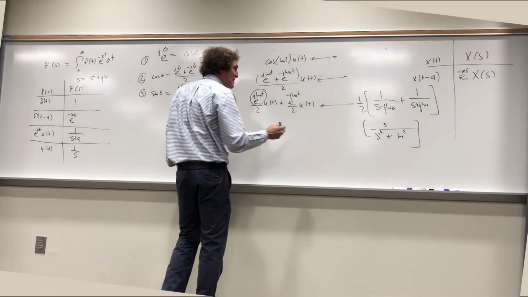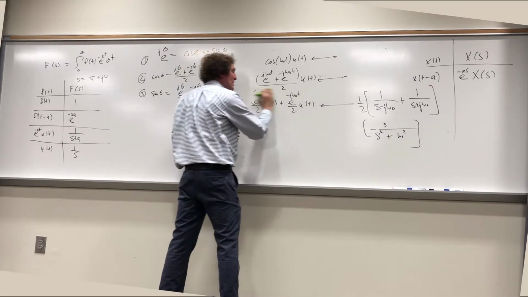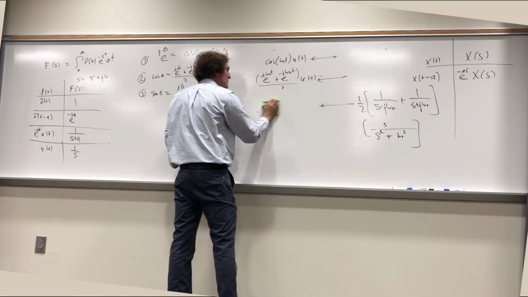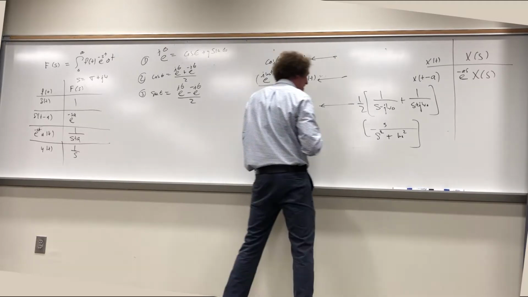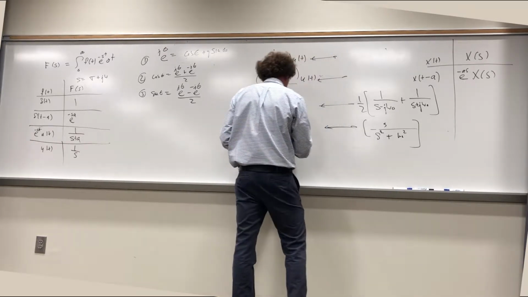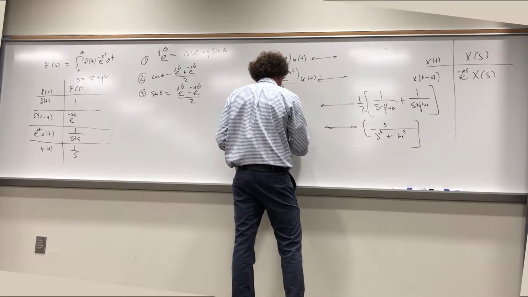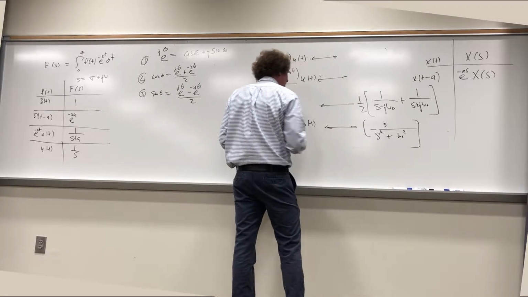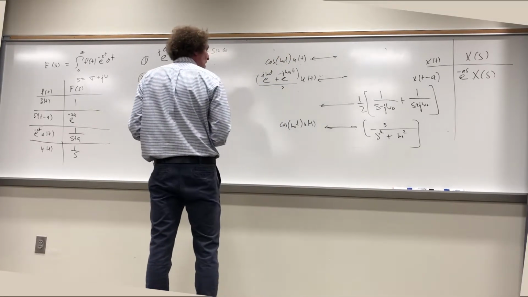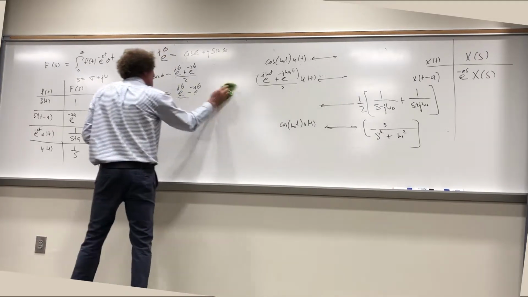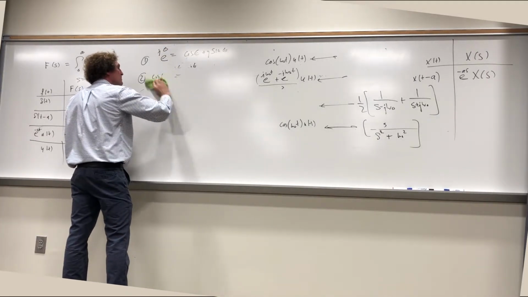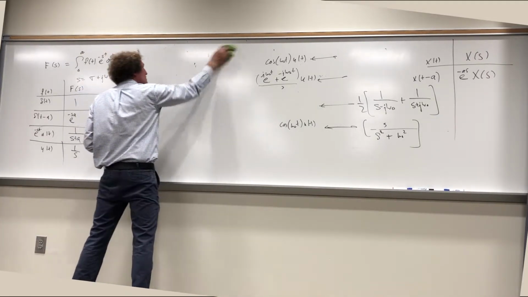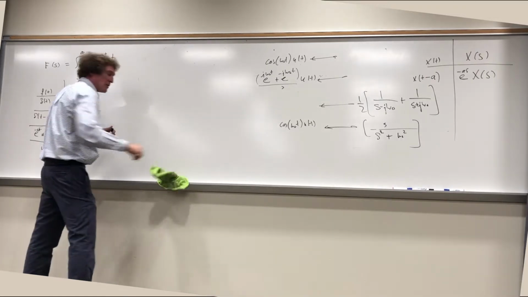This is what cosine goes to. And remember, I'll just put down cosine of omega naught t u of t right here. All right, let me get rid of this stuff. We've got to do this other one. We've got to do sine too.